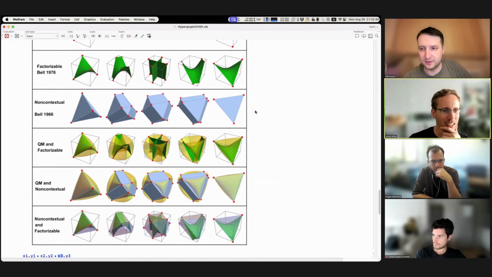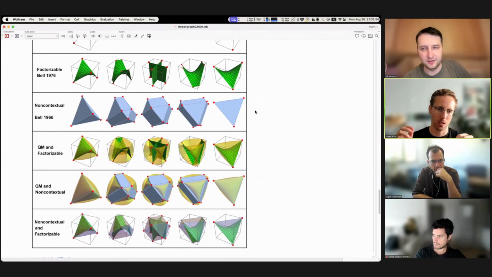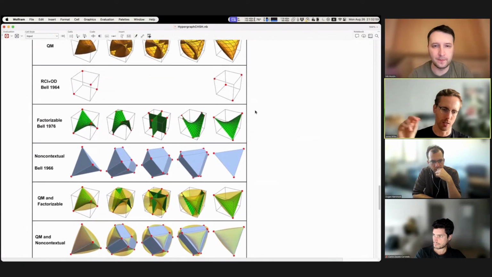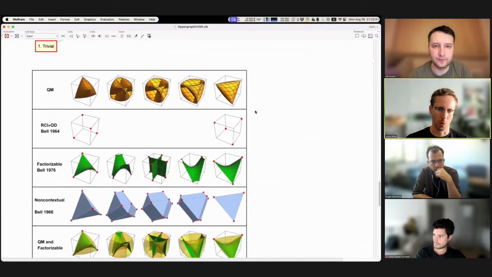Oh, yeah. So the question is, these are 3D spaces, and then what does it mean to be a point in the space? Is that your probability of different outcomes? And why does it need to be 3D?